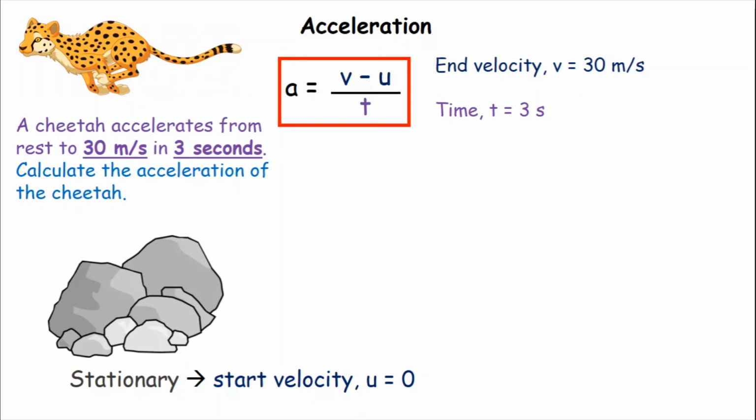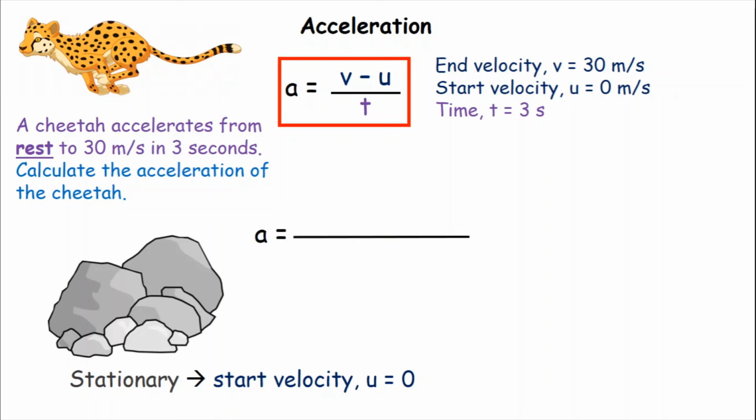When we look at it a bit more closely, we can see that the cheetah accelerates from rest, and this means that at the beginning the cheetah is stationary, it is not moving, so the start velocity u is 0 meters per second. Now we just have to plug these numbers into our equation.